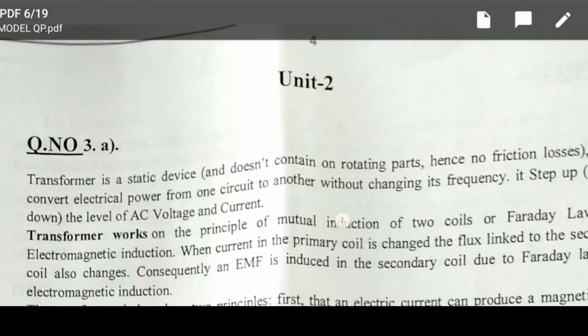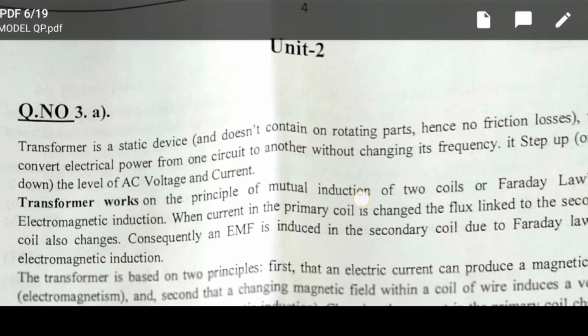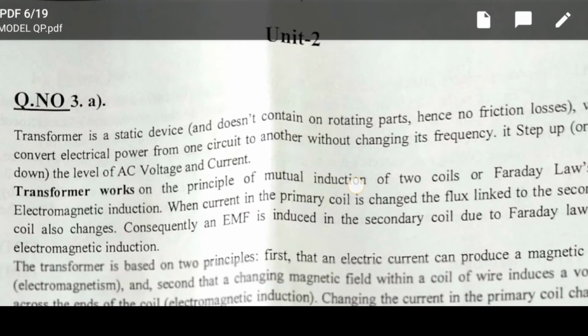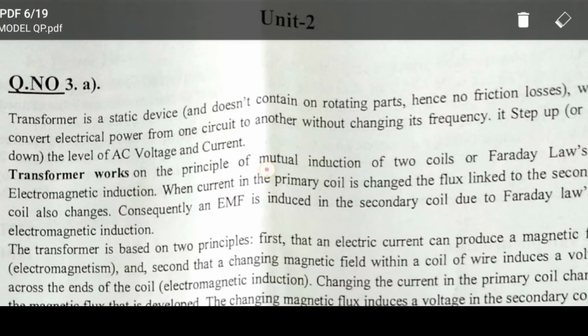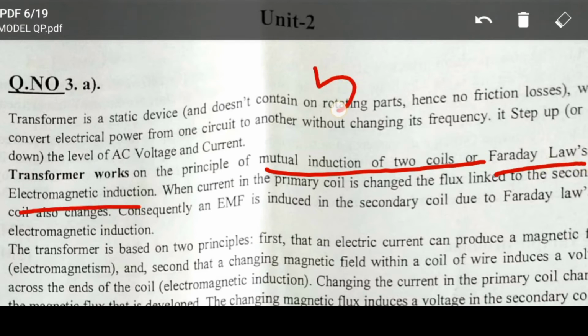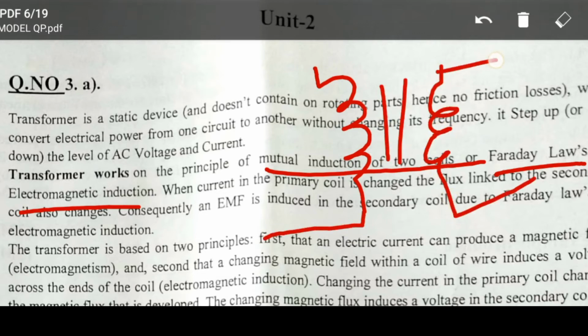Coming to unit 2, what is the question? Explain the principle of transformer. A transformer works on the principle of mutual inductance between two coils, or Faraday's laws of electromagnetic induction. Whenever supply is given to the primary winding, due to mutual inductance, an EMF will be induced in the secondary winding. That is the transformer principle.